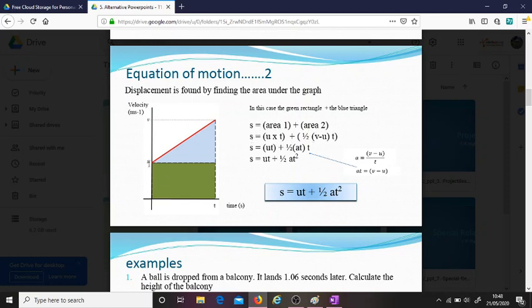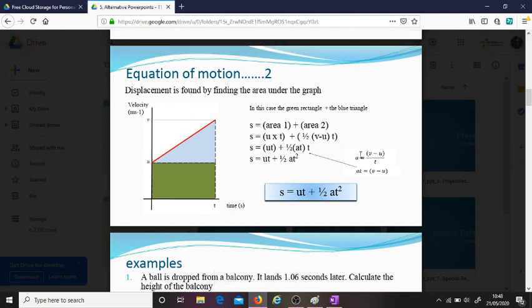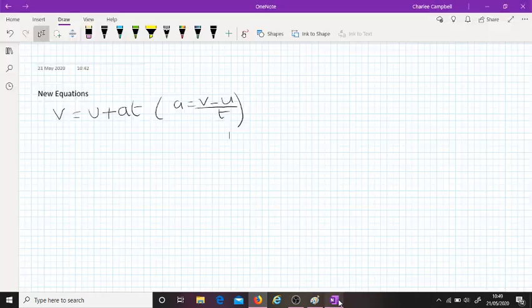Then if you replace v minus u in terms of a, you end up with this equation. To be honest, this working out here is kind of irrelevant. Don't worry too much about it. It just gives you where this equation comes from. If you're quite happy to just accept this equation, I would just accept it, basically. So again, we'll go back to our notebooks. We've got a new equation here.